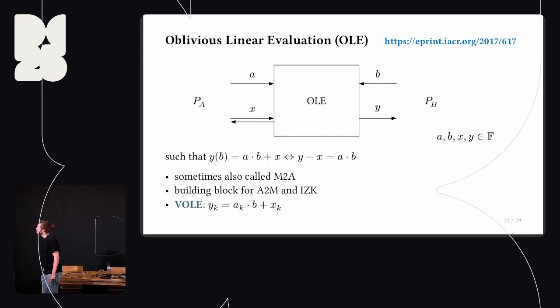What you get is the output in such a way that it fulfills this equation: y is equal to A times B plus X. If you rearrange that, you arrive at y minus x is equal to A times B, or y plus minus x is equal to A times B. That's why this is also called M to A. You should think about it like you can basically convert your multiplication into an addition, right?